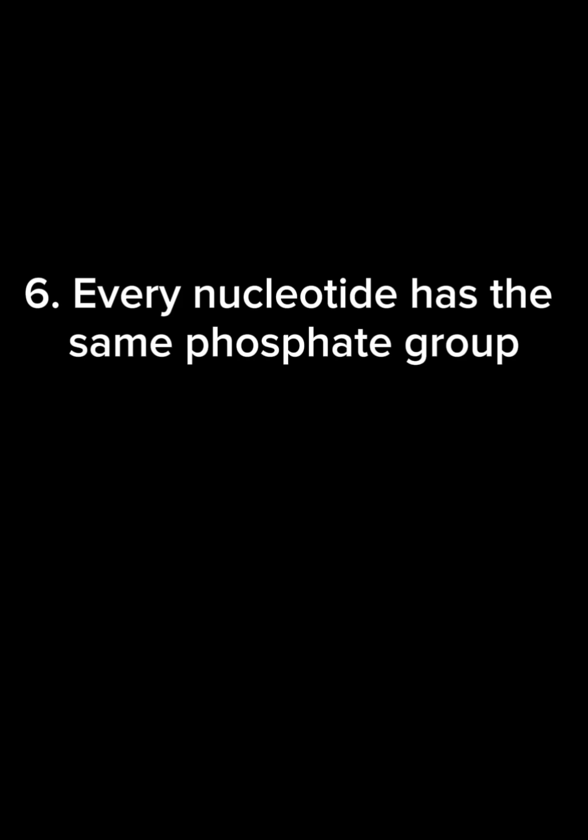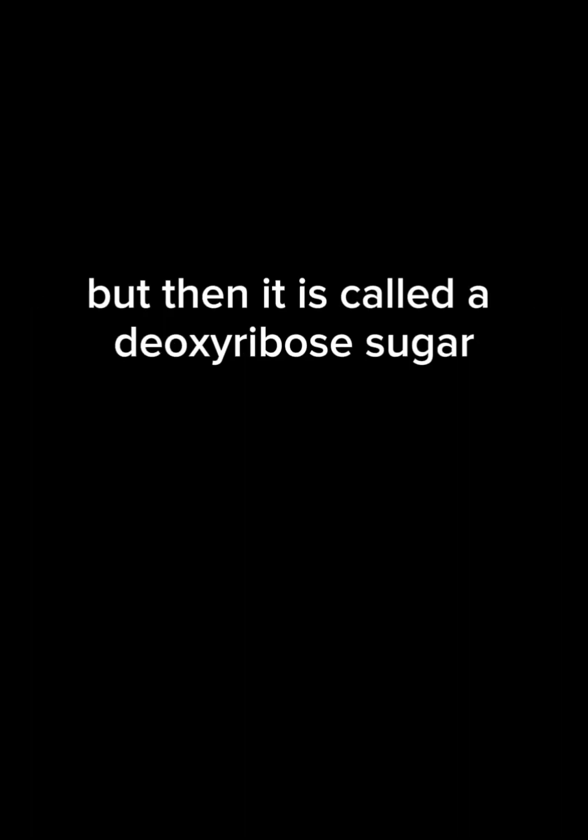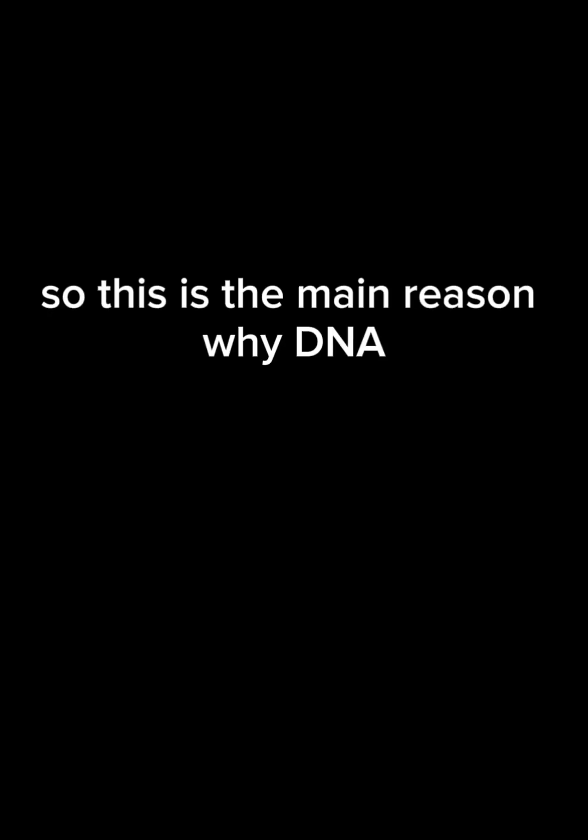Every nucleotide has the same phosphate group and a sugar, whereby this sugar, although it is a pentose sugar, is called a deoxyribose sugar, mainly due to the lack of an oxygen group on one of its carbons. So this is the main reason why DNA is not prone to alkaline hydrolysis like RNA.